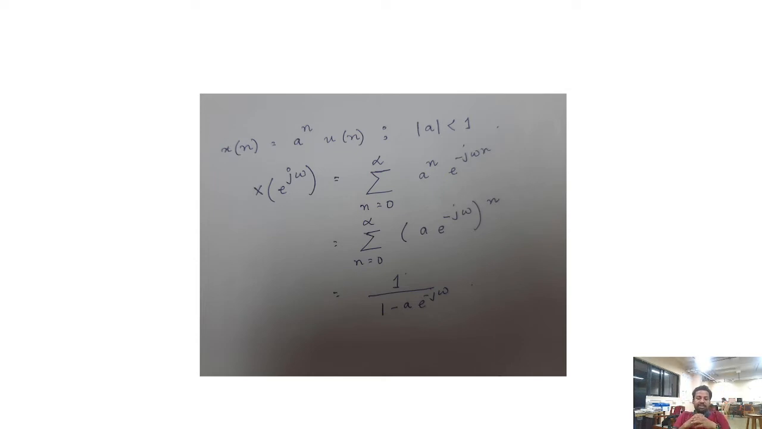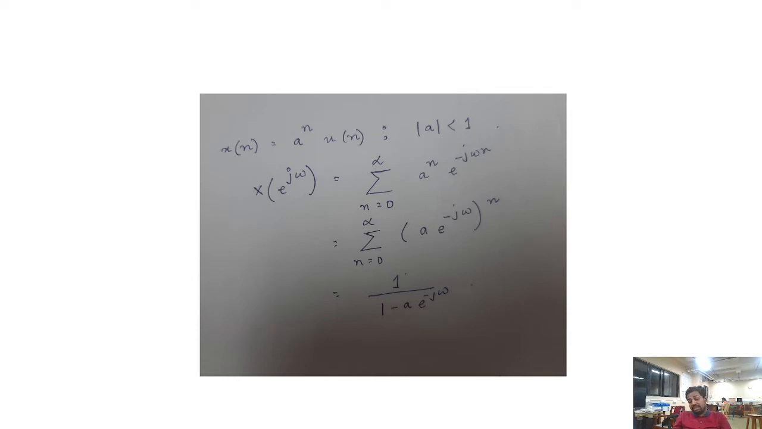So we change our limits, and instead of writing from minus infinity we write n equal to 0 to infinity. Fine. Now in the next step, we take a common, that is summation n equal to 0 to infinity of a into e to the power of minus j omega, and then we put n outside. Now you see this is actually an infinite series.